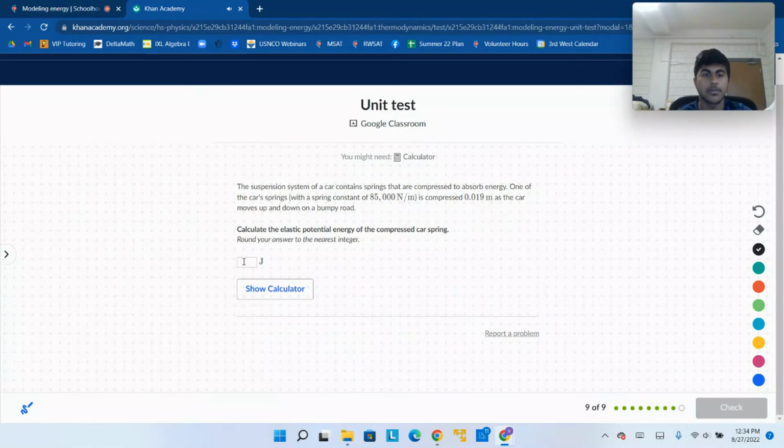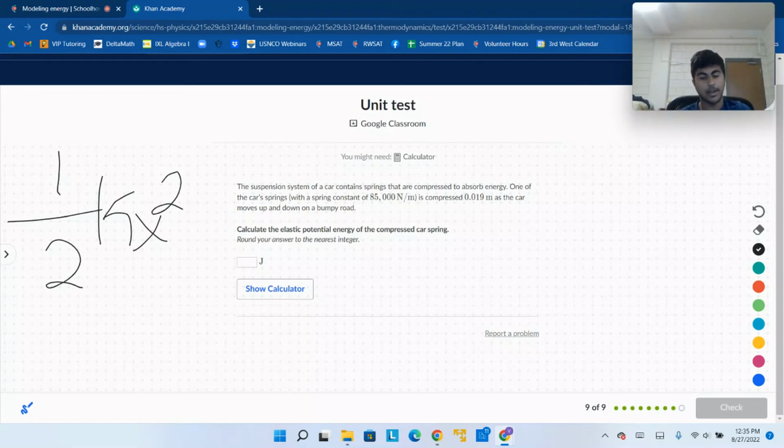Let's keep going. The suspension system of a car contains springs that are compressed to absorb energy. One of the car's springs, with a spring constant of 85,000 newtons per meter, is compressed 0.019 meters as the car moves up and down on a bumpy road. Calculate the elastic potential energy of the compressed car spring. Remember, it's 1/2 kx squared. So 1/2 times 85,000 times 0.019 squared. To the nearest integer, that is 15 joules.